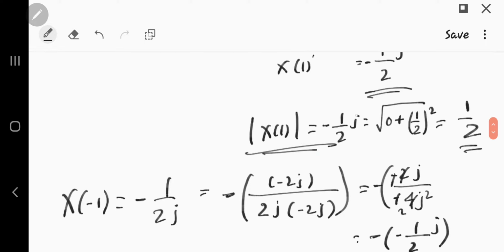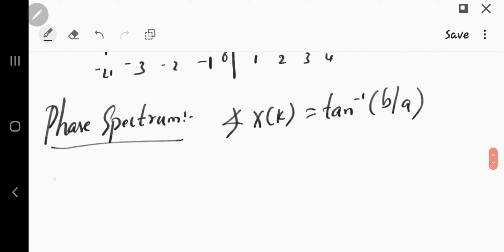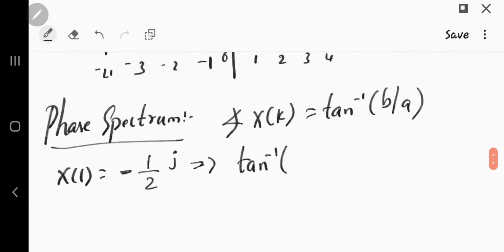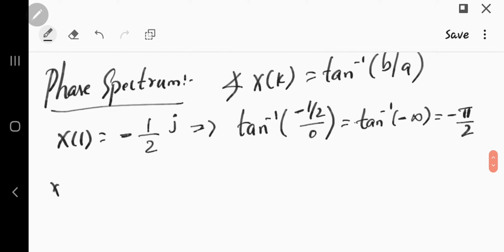That means after performing the rationalization of the denominator, we have x of 1 is equal to minus 1 by 2 into j. So that allows us tan inverse of the real part, which is 0, and the imaginary part b, which is minus 1 by 2. So minus 1 by 2 divided by 0 gives us tan inverse of minus infinity, which is minus pi by 2.